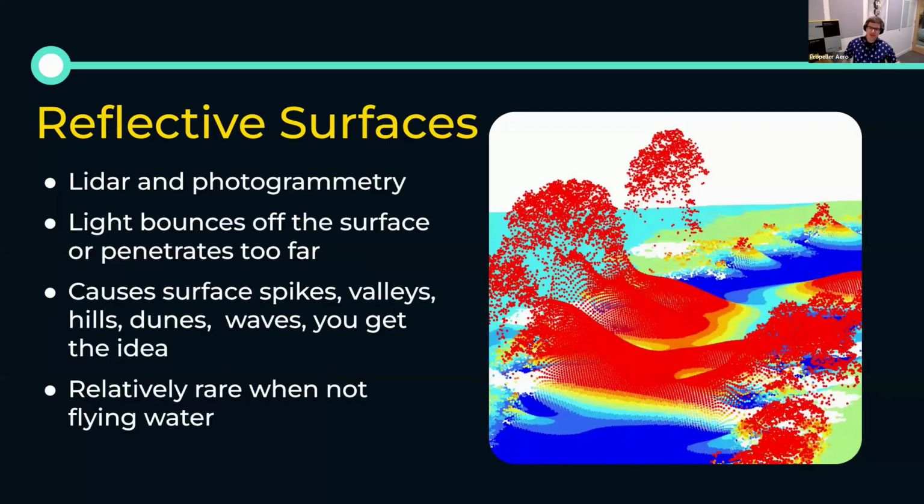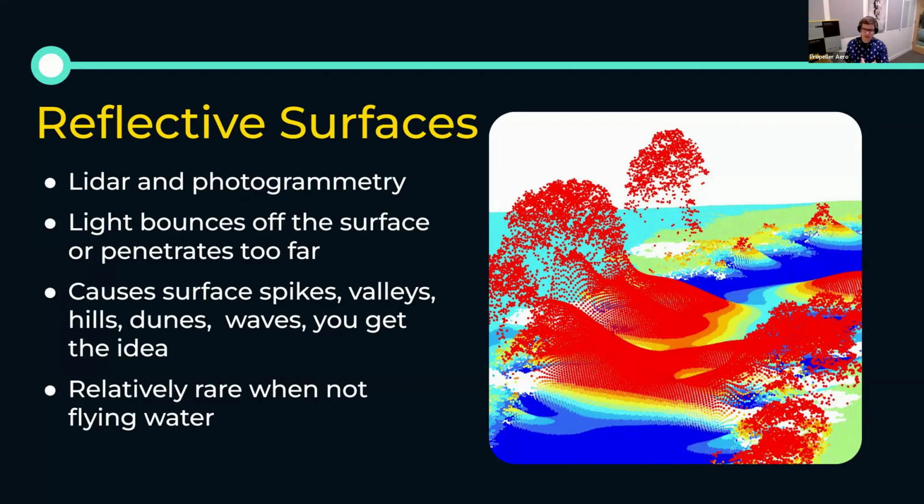Okay, second surfaces, and we're going to talk about reflective/clear surfaces here. This is a problem for both LiDAR and photogrammetry. So part of the issue with these surfaces, and this is mostly water focused, is that either the light will bounce off the surface or it actually sees through the surface and penetrates too far and gives you a false base. So what happens is you end up with these kind of goofy looking features in your model.